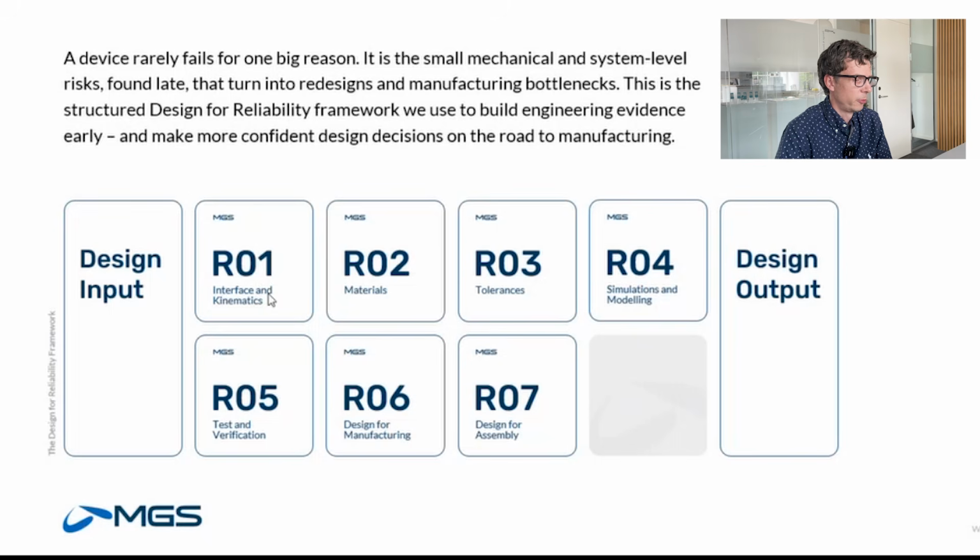Well, design for manufacturing, that's where we assess whether it's actually possible to design products at scale within the tolerances and consistently. Because if we cannot do that, all the documentation we produce afterwards cannot be trusted. And then last, design for assembly.